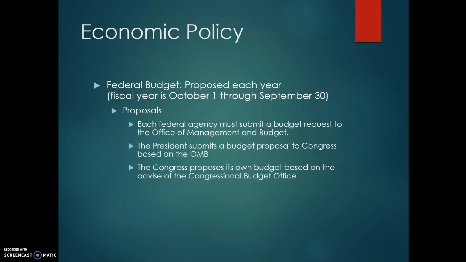The president through the OMB will submit a proposal to Congress, and then the Congressional Budget Office will review and advise, and then eventually the Budget Committee will take over. And once the budget gets to the Budget Committee, it'll then go through the same normal process of a bill.